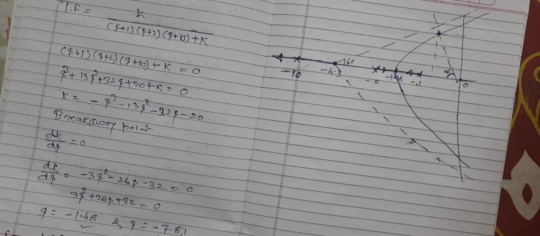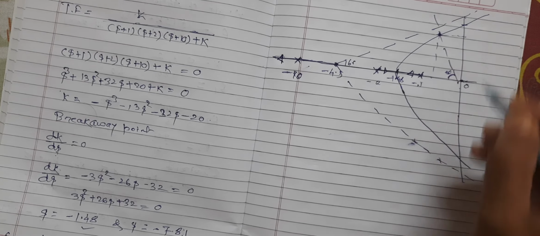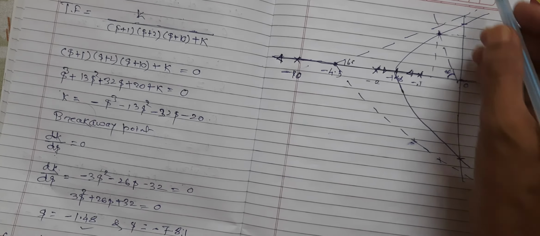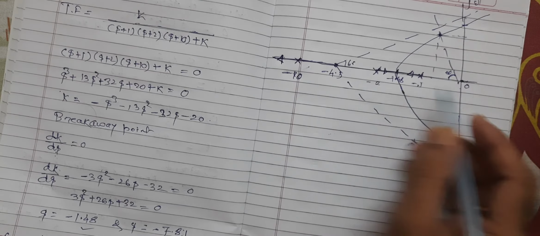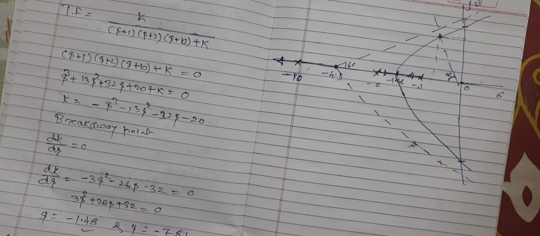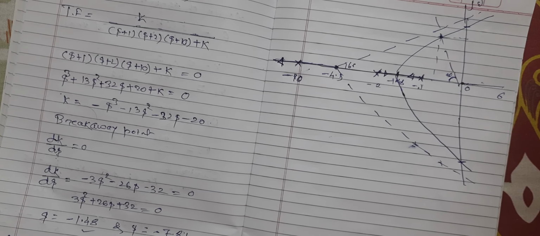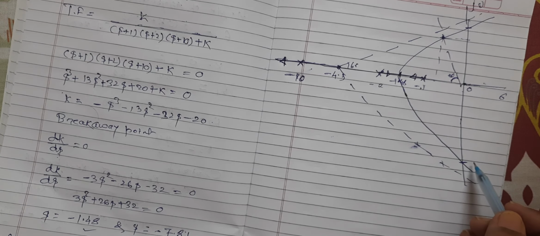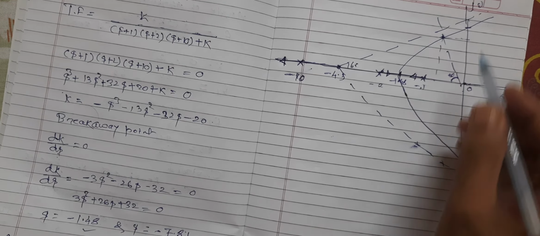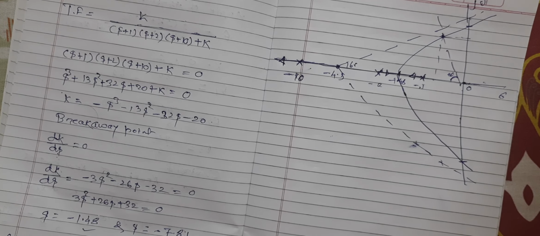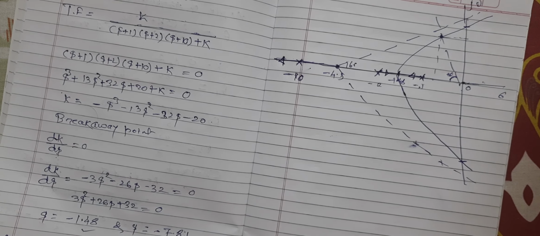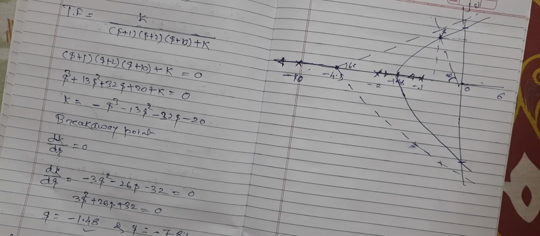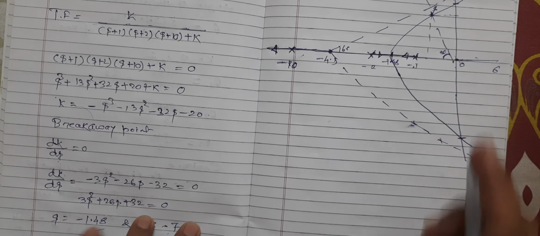Now for this one, first we have to find out at what point my root locus is crossing the j omega axis. This is your j omega axis, and this is your sigma. Then and only then can we draw the root locus. After drawing the root locus, you have to draw this point, let's say S.